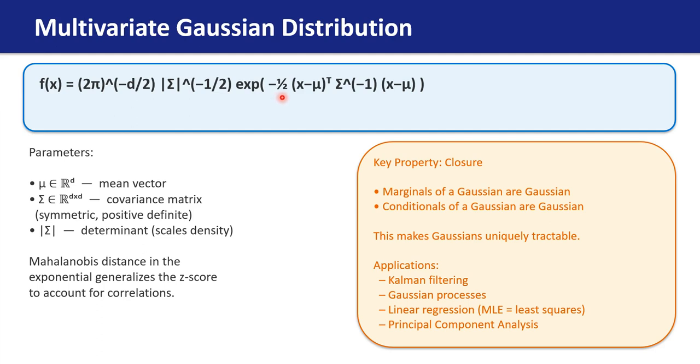The key property is that if you start with a multivariate Gaussian and take a marginal over any subset of variables, it is also Gaussian. If you condition on some variables, the conditional is also Gaussian. Gaussians are closed under marginalization and conditioning. This makes them incredibly convenient.